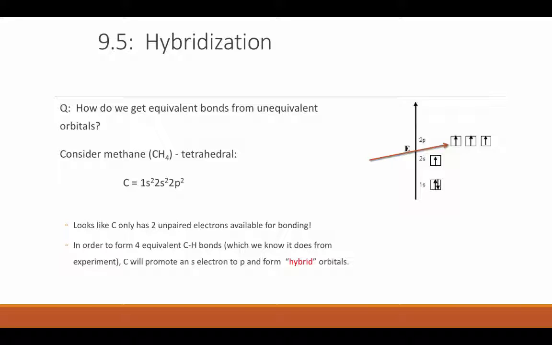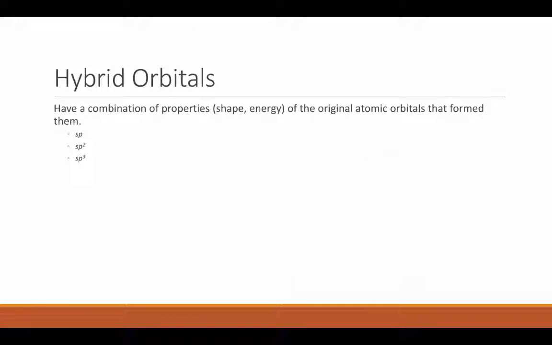However, it still doesn't account for the fact that all of those bonds are identical because we have two different types of orbitals, s and p. So the theory tells us then that the s and the p orbitals essentially merge to form four hybrid equivalent orbitals. We call these orbitals sp3 orbitals. Note that sp3 indicates that it's made of one s and three p orbitals. Hybrid orbitals then have a combination of properties of the orbitals that make them up. There'll be a combination of shapes and a combination of energies of the atomic orbitals that formed them.